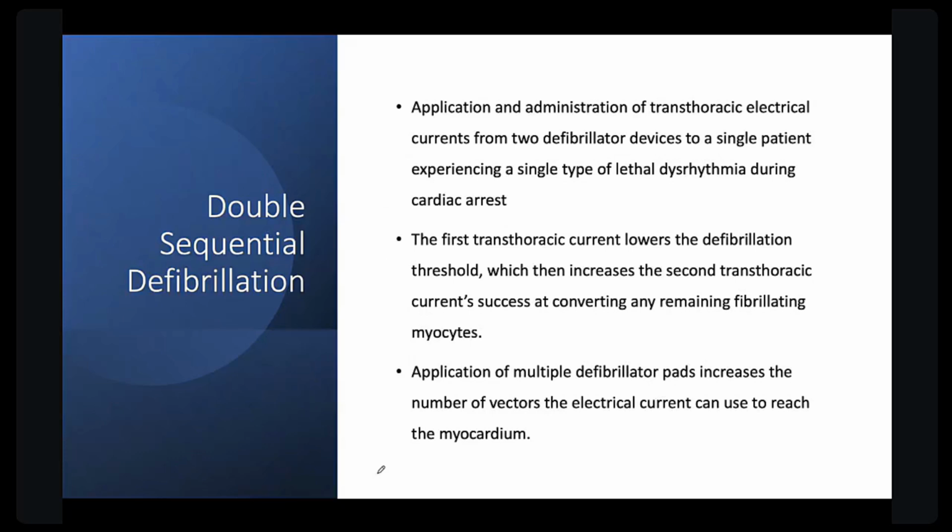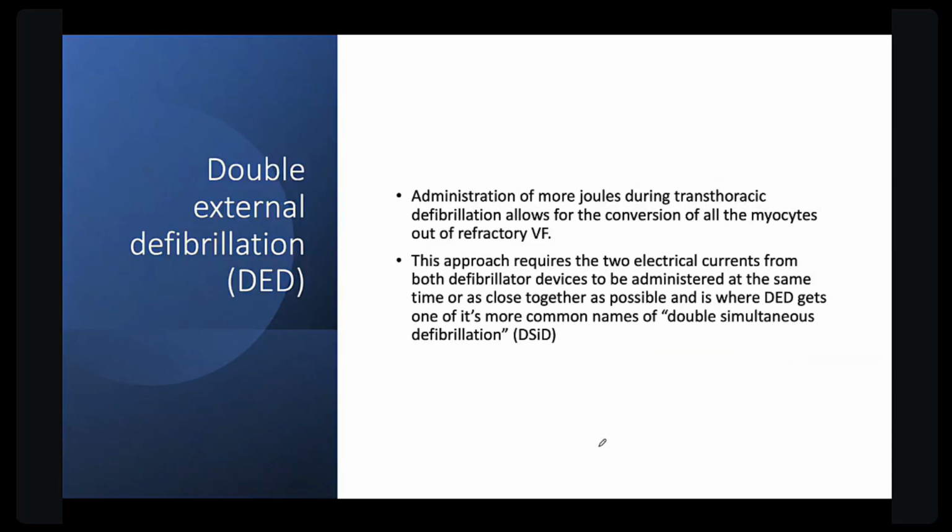Something about double sequential defibrillation, because AHA has been mentioning double sequential defibrillation, and we are all waiting for the 2025 guidelines to come up. Double external defibrillation, DED, is another set where administration of more joules during transthoracic defibrillation allows for the conversion of all the myocytes out of refractory ventricular fibrillation. That is the logic or hypothesis.